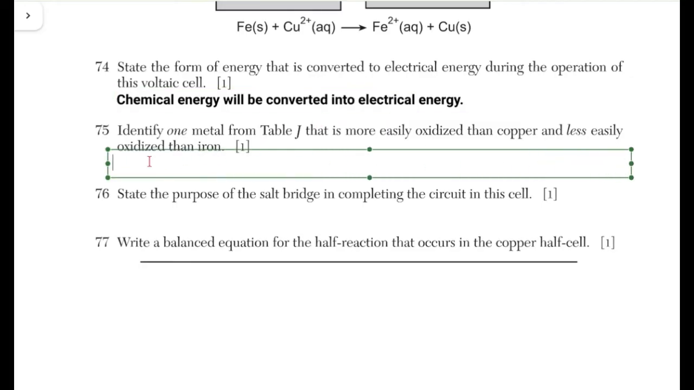Identify one metal from Table J that is more easily oxidized than copper and less easily oxidized than iron. A metal that is more easily oxidized than copper will be above copper on Table J, and a metal that is less easily oxidized than iron will be below iron on Table J. We're looking for the elements that are between iron and copper. You can write Co, Ni, Sn, or Pb. Do not include H2.